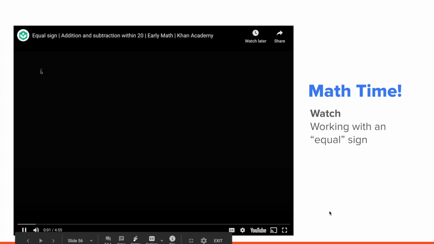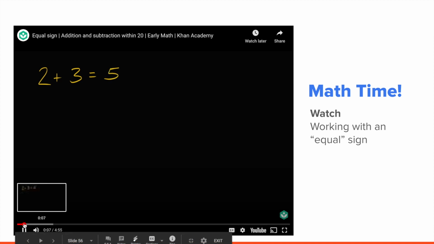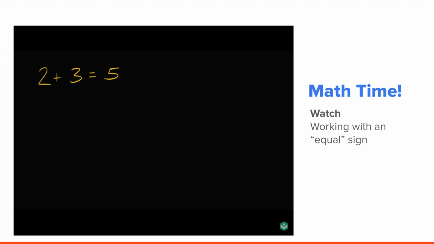When you first learn math, you see things like 2 plus 3 is equal to 5. Or you might see 6 plus 1 is equal to 7. Or you might see 8 minus 2 is equal to 6.